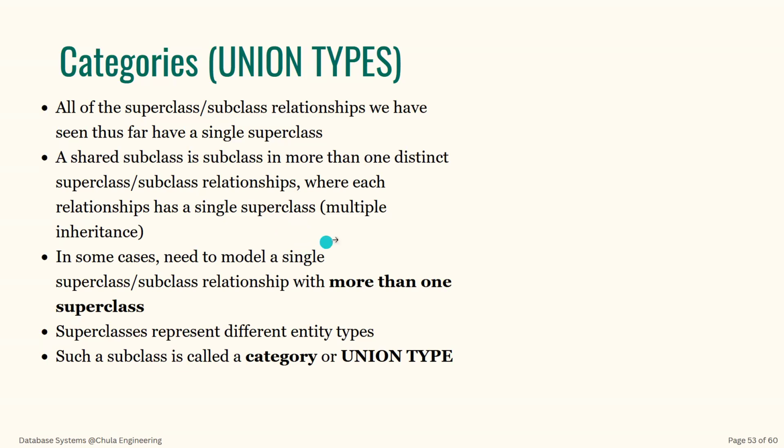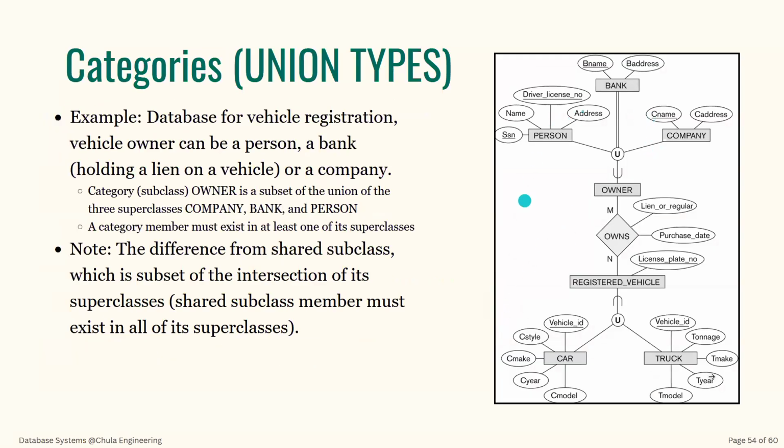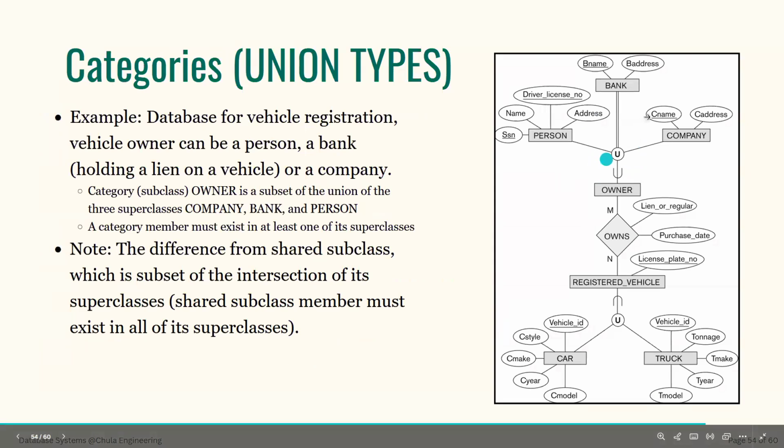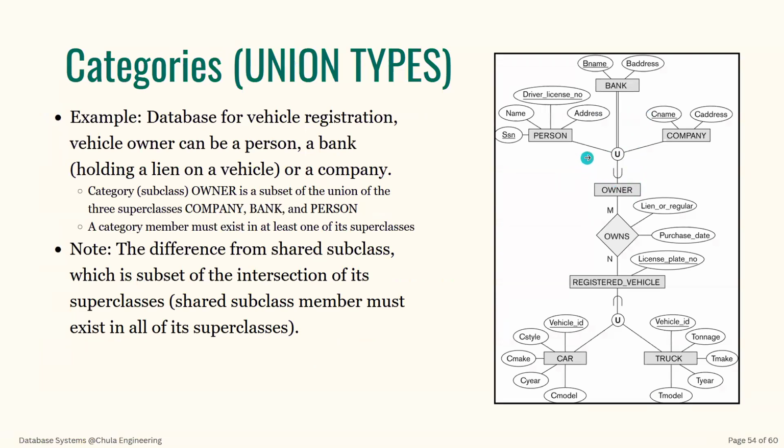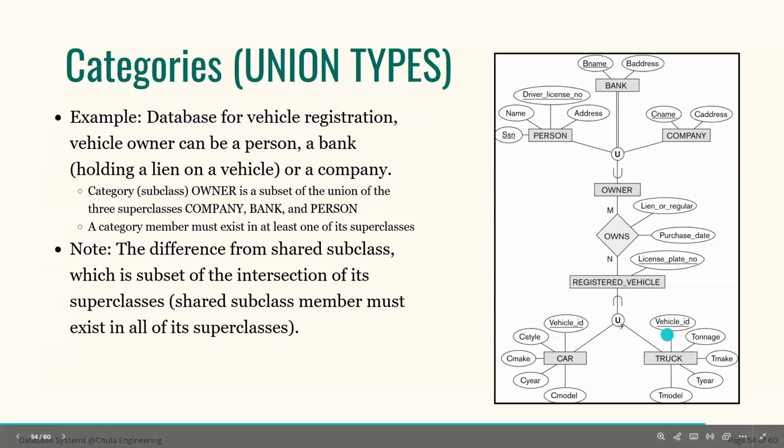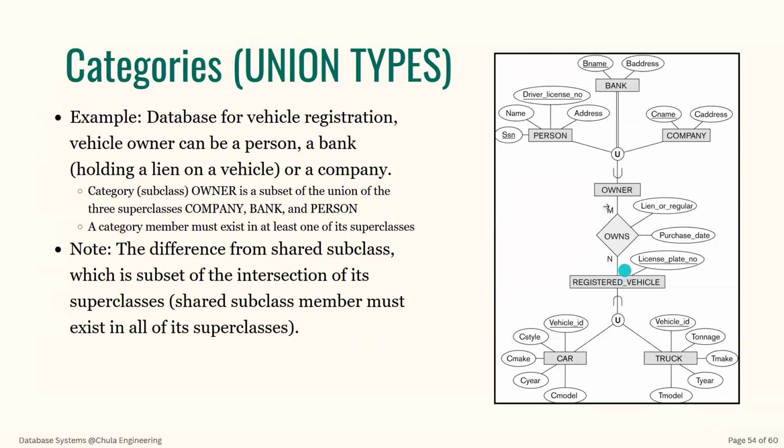But in some cases, you need to model a different relationship with more than one superclass, all right? And this one is called a category or union type. Take a look at the diagram here. You have a car, right? Car is underneath car or truck, and we call it registered vehicle. However, here is one that I want you to look at. You own a vehicle, right? You are an owner of a vehicle. However, an owner of a vehicle can be a person, a bank, or a company, right?